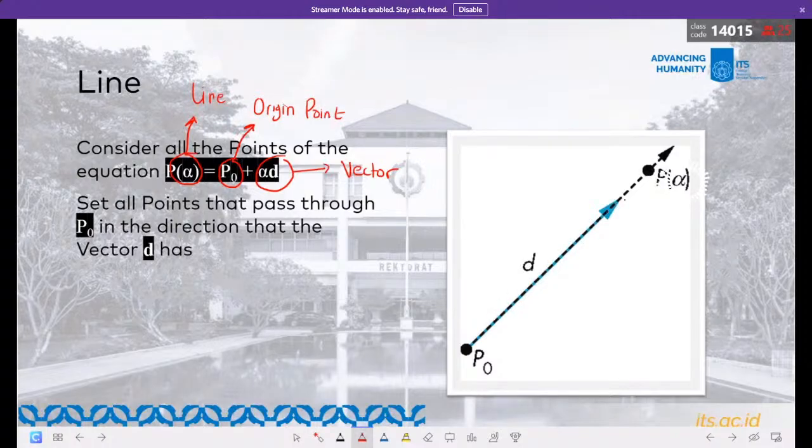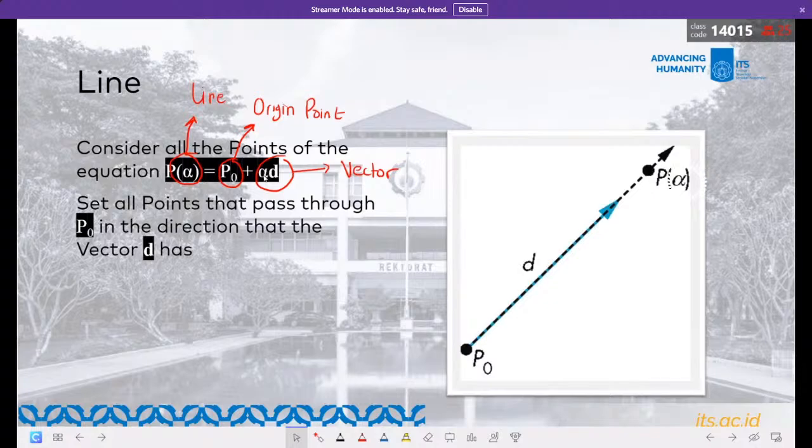Semua ini dengan definisi alpha ini can be any number. Ya, can be any number in the real numbers. Sebagai hasilnya maka Anda akan dapatkan segmen garis yang tak terbatas ya. Itu definisi dari garis. Jadi definisi dari garis adalah P alpha ini dengan PO sebagai origin, kemudian ditambahkan sebuah vektor, kemudian kasih alpha. Alphanya ini all the real numbers.